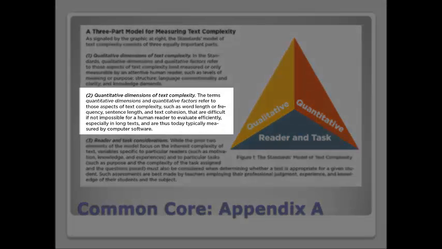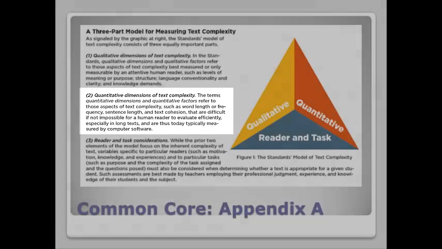Under quantitative dimensions of text complexity, this is referring to the tools that we just talked about, or different tools. These are not the only tools that I've shown you. So you could use different measures of quantitative text readability to figure out the text complexity here.